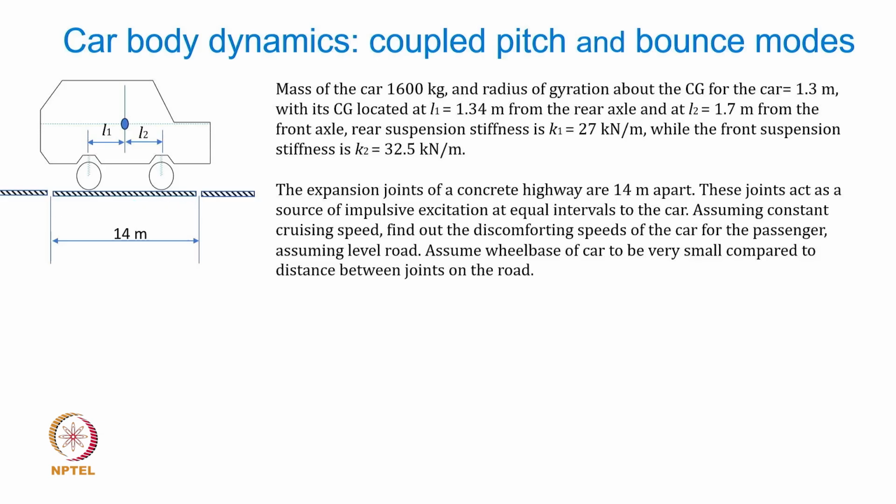These joints act as a source of impulsive excitation at equal intervals to the car as it cruises, so as it moves with certain velocity, these expansion joints, which are typically there to take care of the expansion with the changing temperature, they provide impulsive excitation to the wheel at regular intervals, isn't it? So if we assume a constant cruising speed, you will have such kind of impulses every time the car wheels cross over them.